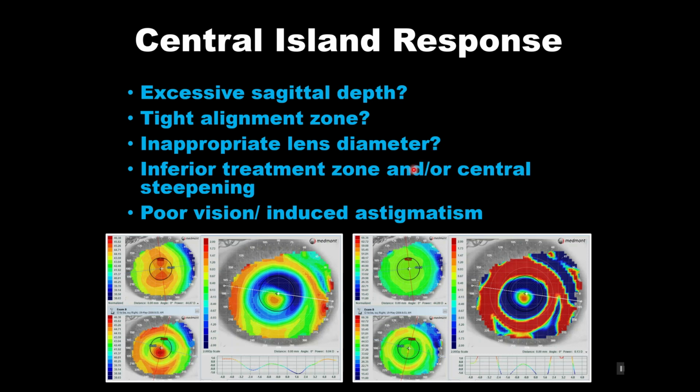Now, the good news with the central island is that the distortion, the aberrations that we create, usually disappears by around noon. So it's relatively quick, returning to a more normal quality of vision. And then we just refit.